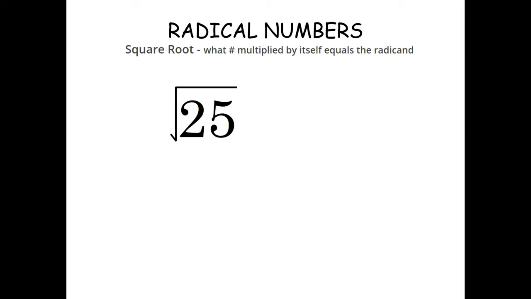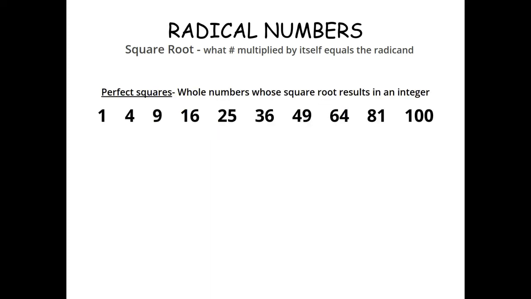The square root of 25 means one number multiplied by itself is equal to 25. That answer is 5 because 5 times 5 is equal to 25. Square root of 36 means one number multiplied by itself is equal to 36. That number is 6 because 6 times 6 is 36. Right? The answer is 6. Now, the square root of 16 means one number multiplied by itself is equal to 16, and that would be 4. 4 times 4 is equal to 16. So the square root of 16 is 4.